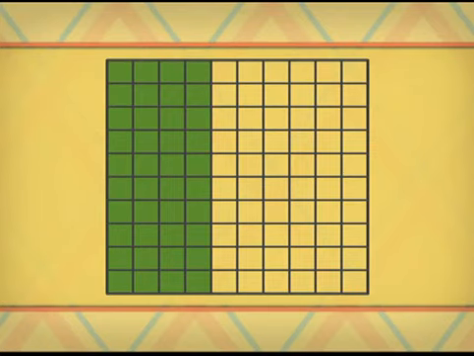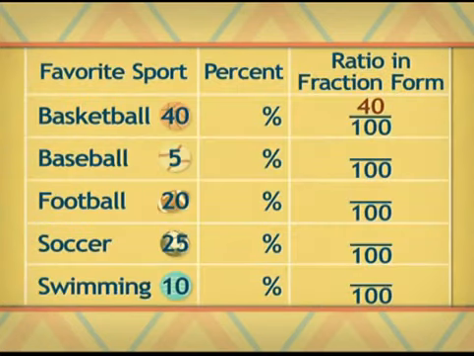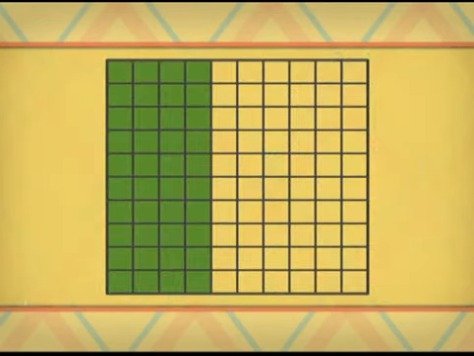Now, what is the ratio of students who chose baseball as their favorite sport? Well, that's 5/100, or 5/100ths. So there's our ratio in fraction form. And then how can we use the grid to show the number of students who chose baseball? We can do that by coloring 5 squares. So pick another color and shade in 5 squares.